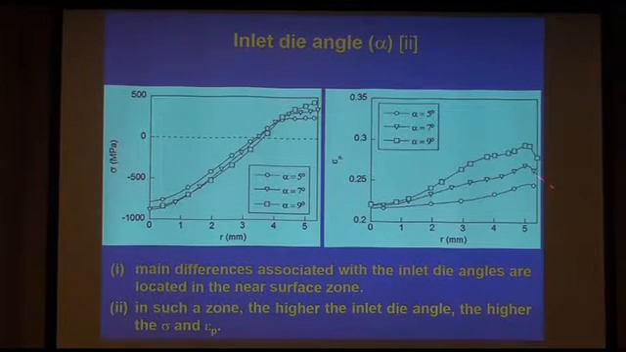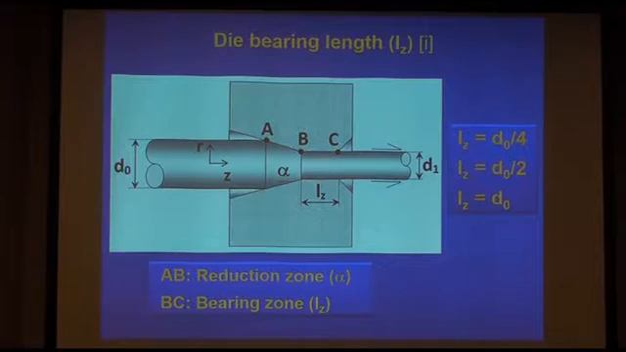With regard to the strain, the situation is similar. For the lowest angle, we have the smaller profile of plastic strains. The main differences associated with the inlet die angles are located in the near surface area. In such a zone, the higher the inlet die angle, the higher the stress and strain fields. That's bad. Then, as a primary approach, we recommend lower angles.